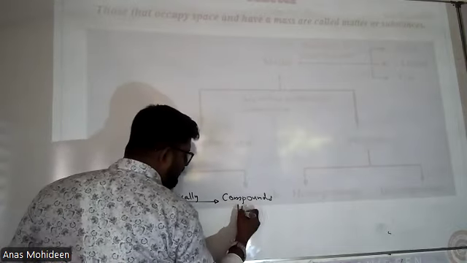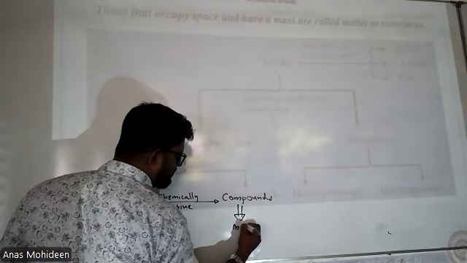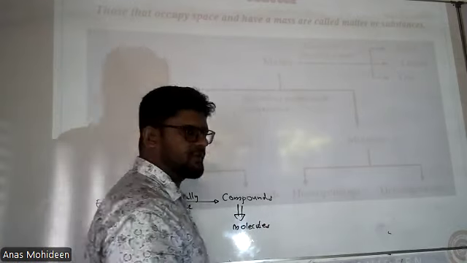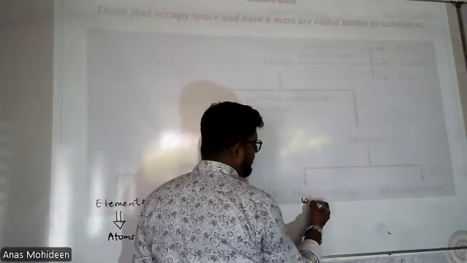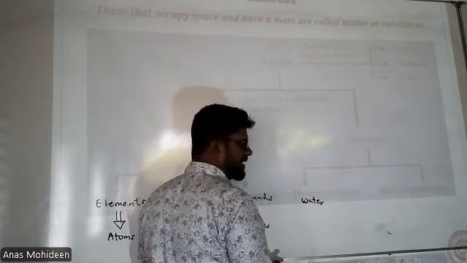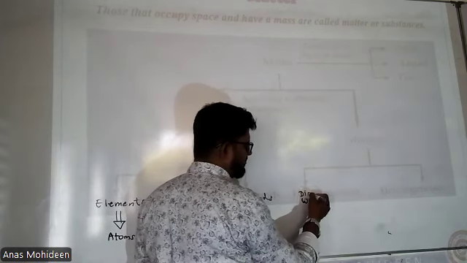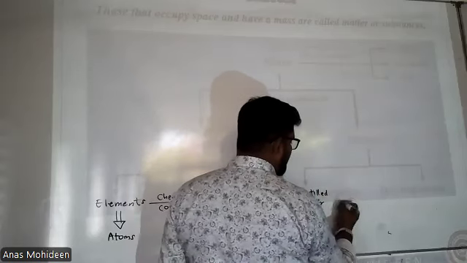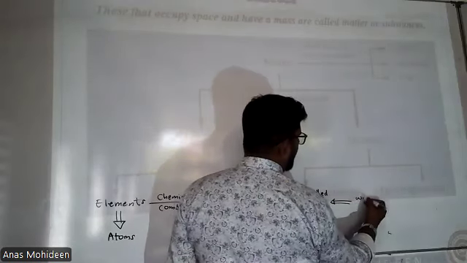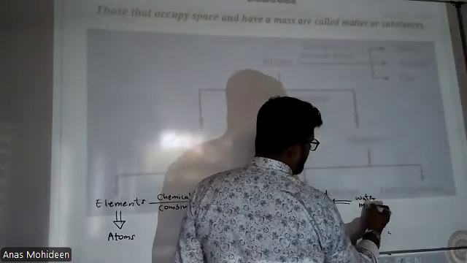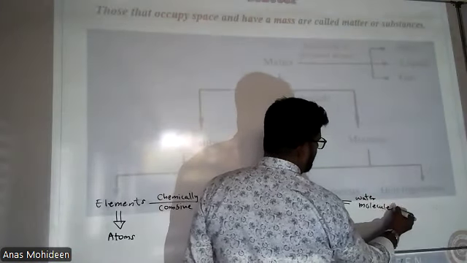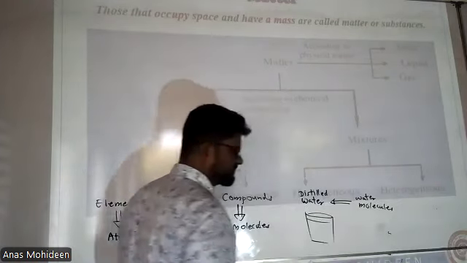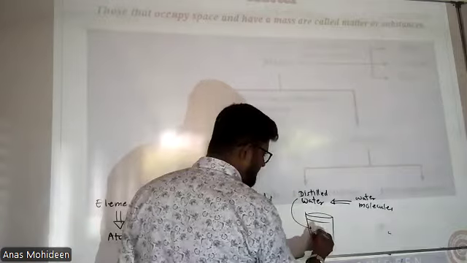And compounds basically contain molecules. For example, we take water, right? Distilled water, let me take it. Distilled water is a compound. So this distilled water is made up of water molecules. What molecules are they? Water molecules. You take a glass of water, it's totally water. Distilled water we don't drink.